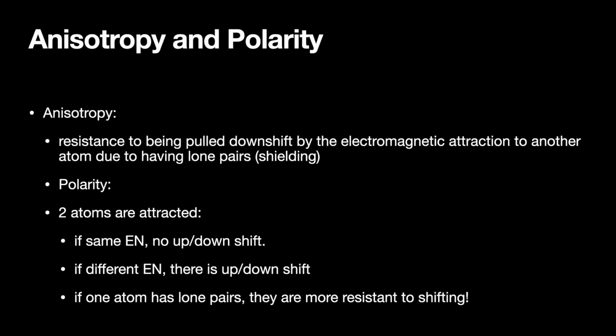Let's define anisotropy and talk about how it affects polarity. Anisotropy is the resistance to being pulled downshift by the electromagnetic attraction to another atom due to having lone pairs, which is also known as shielding. Anisotropy depends on polarity. If 2 atoms are attracted to each other and have the same electronegativity, there is no shift in their data points. However, if there is a difference in electronegativity between the 2 atoms, the more electronegative atom will pull the weaker atom downshift. This pull may be weaker if the more electronegative atom has lone pairs, which act as a repulsive shield to the weaker atom's valence shell and prevent the weaker atom from getting too close.